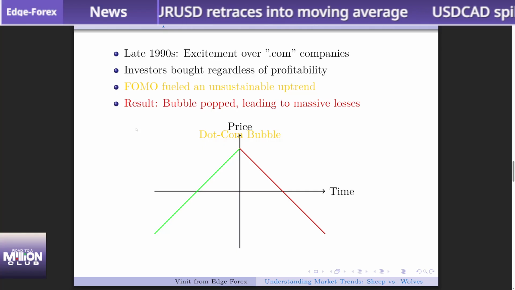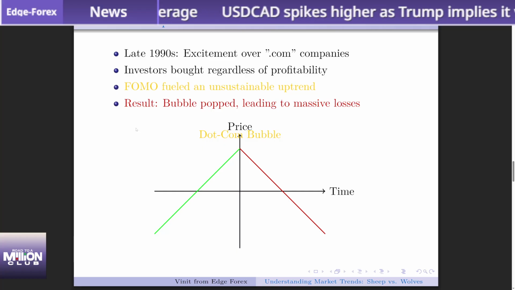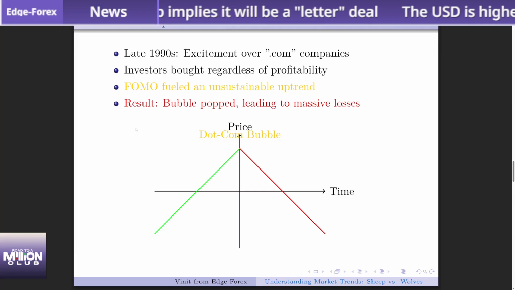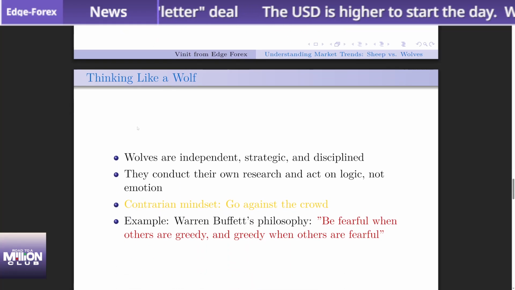They lost money not because the market is rigged, but because they let their emotions and the crowd's action dictate their decisions. So while sheep mentality is a powerful engine for trends, it often ends in tears for the people involved. But there's another side to the story. If the sheep are the ones getting fleeced, who are the ones profiting?